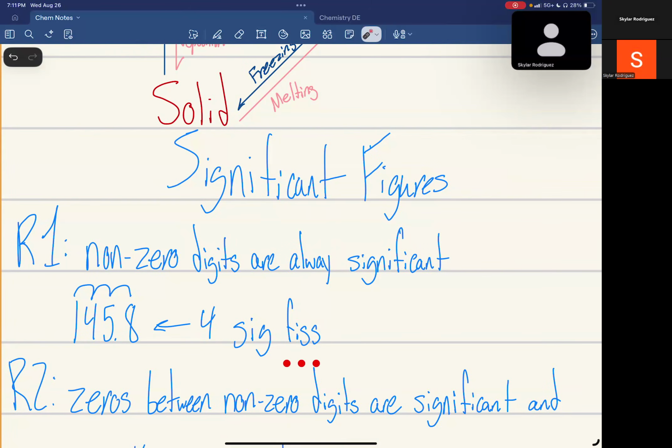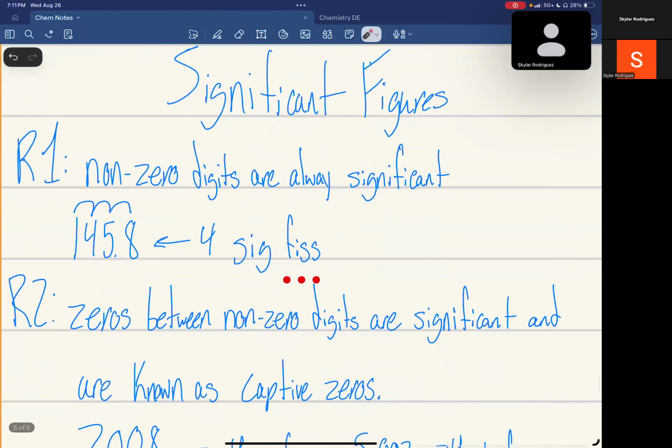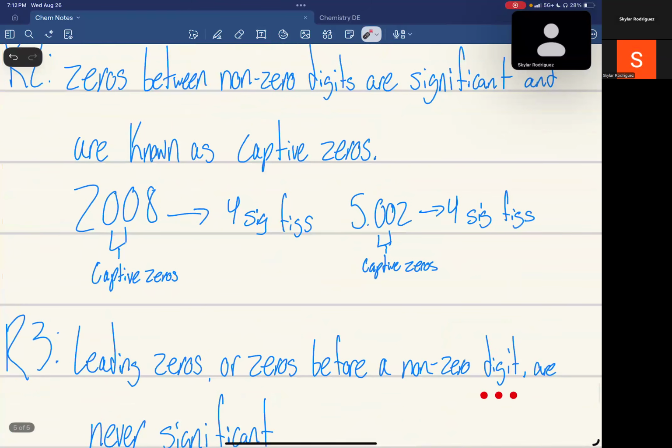Here we have 145.8. Since there are no zeros, we can just count the digits of the number, which come out to 4 sig figs. The second rule, zeros between non-zero digits are significant and are known as captive zeros. Say we have a number 2008. Because there are captive zeros, there are 4 sig figs. With 5.002, there are 2 captive zeros, making it 4 sig figs.